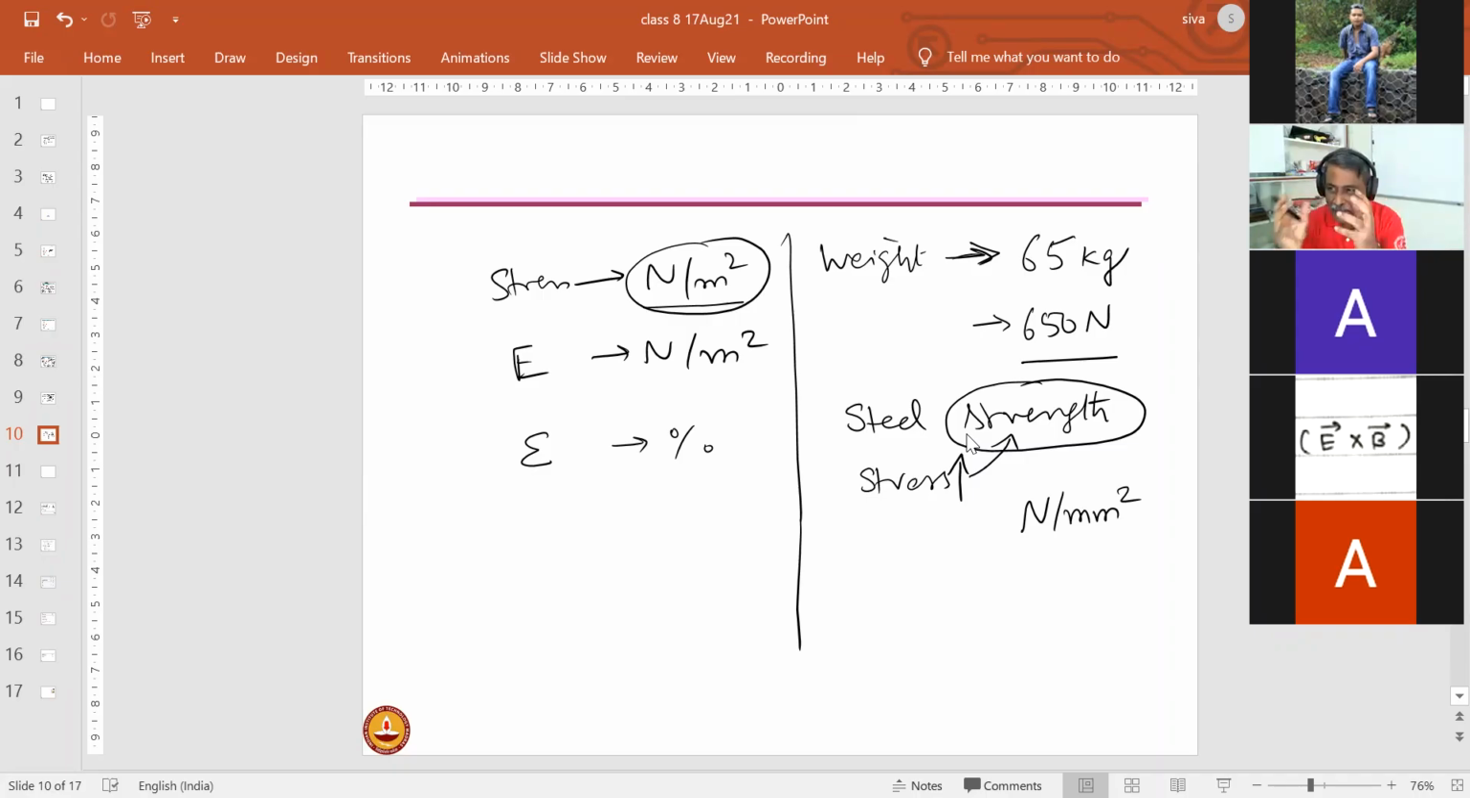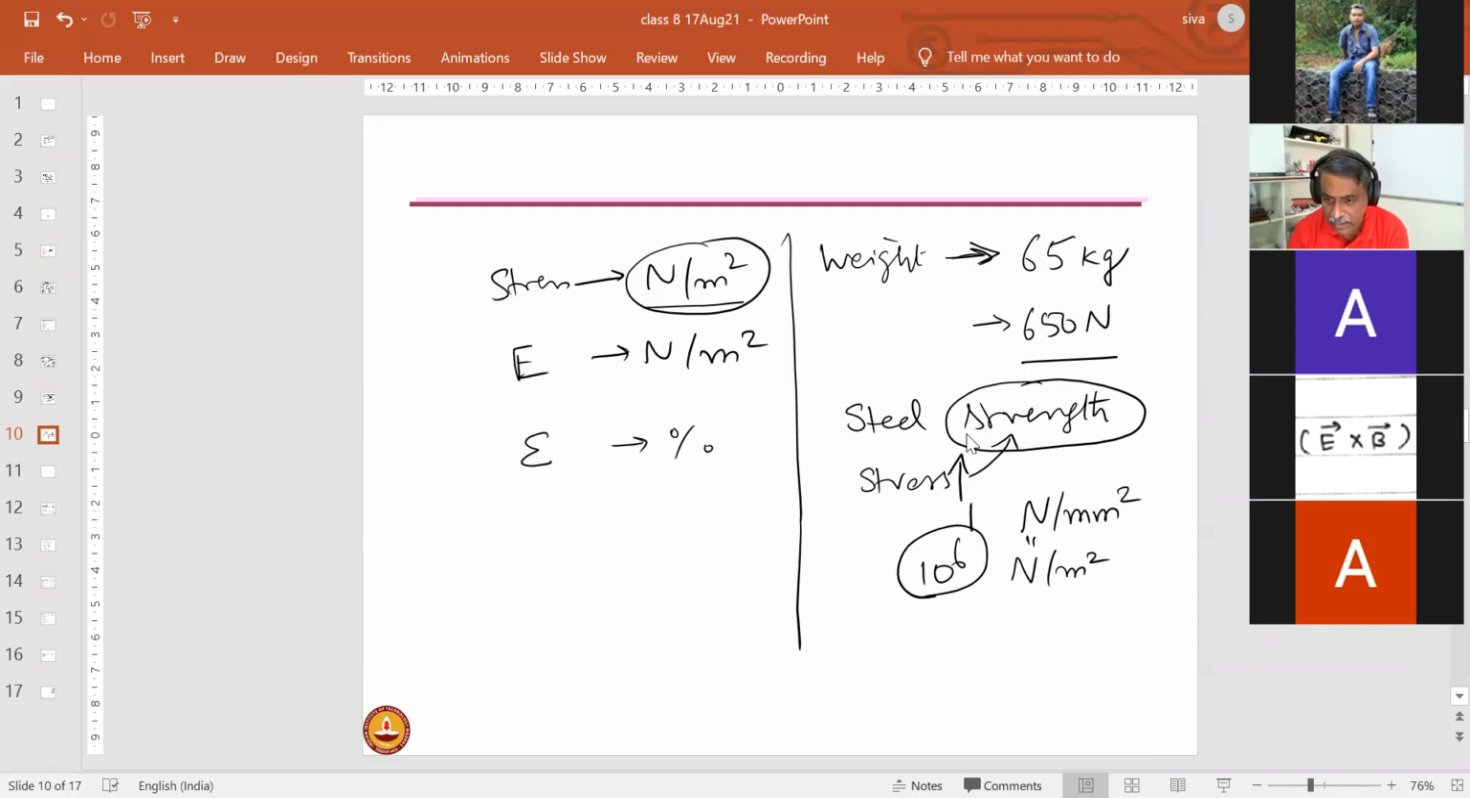The values make sense to me. What is Newton per mm square? It is 10 raised to 6 Newton per meter square, right? These two are one and the same. 1 Newton per mm square is 10 raised to 6 Newton per meter square.